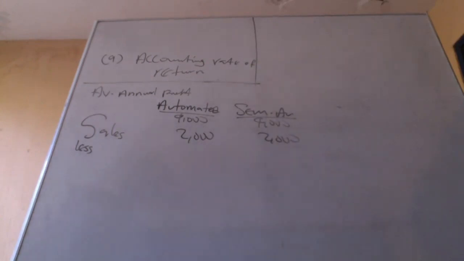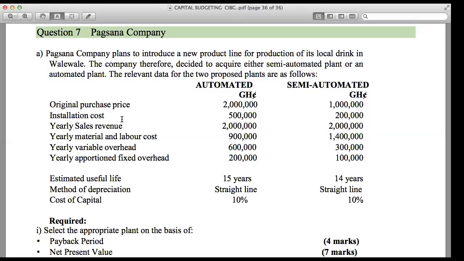Installation costs will not be part of the period cost. It will be part of the capital cost. So you add it to the cost of the investment, to form part of the cost of investments. Material and labor costs. For that of automated, it's what? 900 and 1,000.